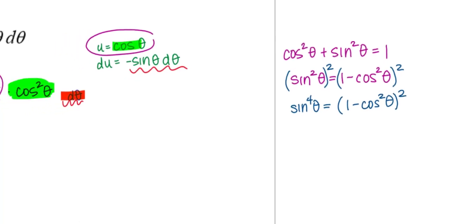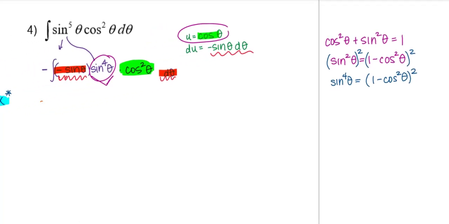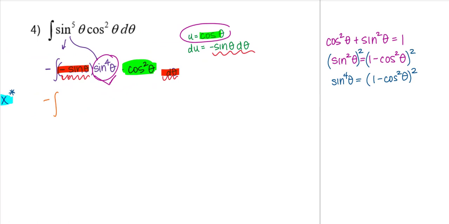I don't necessarily square that out, or distribute that all out. Now I'm just going to put it in over here. So negative on the outside. The rest of that red is going to be du. The sine to the 4th is 1 minus cosine squared theta. We'll go back to your u. What is that in terms of u? Cosine squared theta would be u squared. And then that green cosine squared theta is u squared.